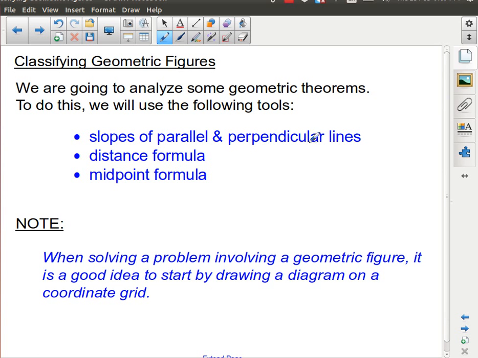And you can see here I say we're going to make use of slopes of parallel and perpendicular lines, and the distance formula. We are going to make use of the midpoint formula, which is something we covered in the lessons on analytic geometry, but that won't be our focus to start. When you have a problem on classifying a geometric figure, it's never a bad idea to draw a diagram. The neater the diagram, the better. So if you have a coordinate grid available, then you should use that. But I'm going to show you in our first example that's not even super important, so long as you can do a reasonable sketch.